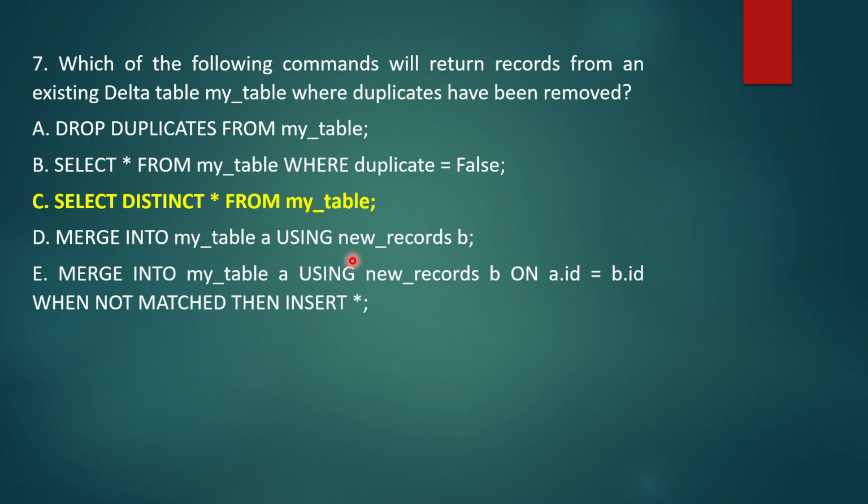Coming to option D, MERGE INTO my_table USING new_records_B, this is an incomplete and invalid merge command. Option E, MERGE INTO my_table A USING new_records B ON A.id = B.id WHEN NOT MATCHED THEN INSERT, tries to insert new records where no match is found. So it modifies the table, which is not what the question asked. So coming to option C, SELECT DISTINCT * FROM my_table is the correct answer.